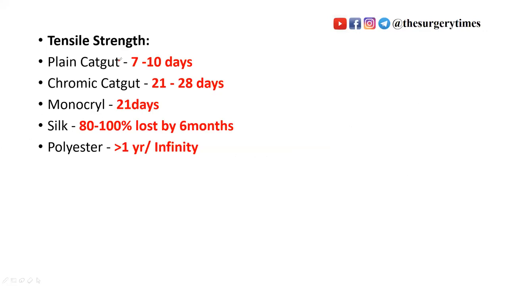Now as a compilation, we will discuss the tensile strength: plain catgut 7 to 10 days, chromic catgut 21 to 28 days, Monocryl 21 days, and silk 80 to 100% lost by 6 months, so around 6 months, and polyester is more than 1 year or infinite. So these are coming in MCQ. This is compiled in one slide.